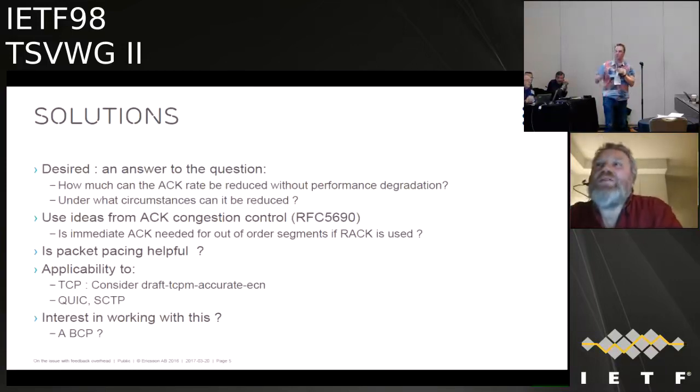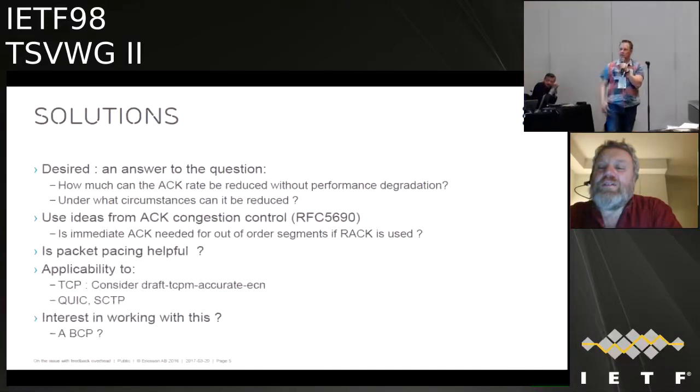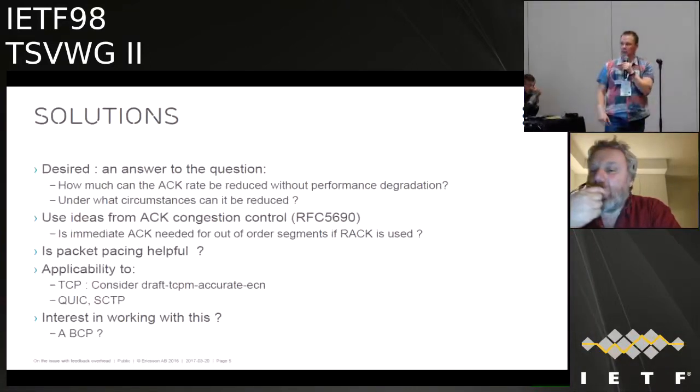I'm not quite finished, but the question is applicability. Is it applicable to TCP? Here we need to consider the accurate ECN draft. Another issue with TCP is that there are already a lot of middleboxes that, in some cases, may trash TCP options, so it might not be useful. That's an open question. With QUIC, it's more simple because you have a protocol that makes middleboxes complicated to implement.